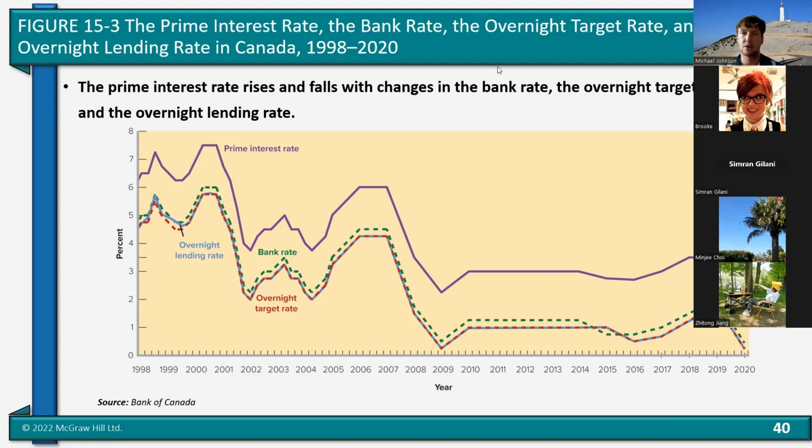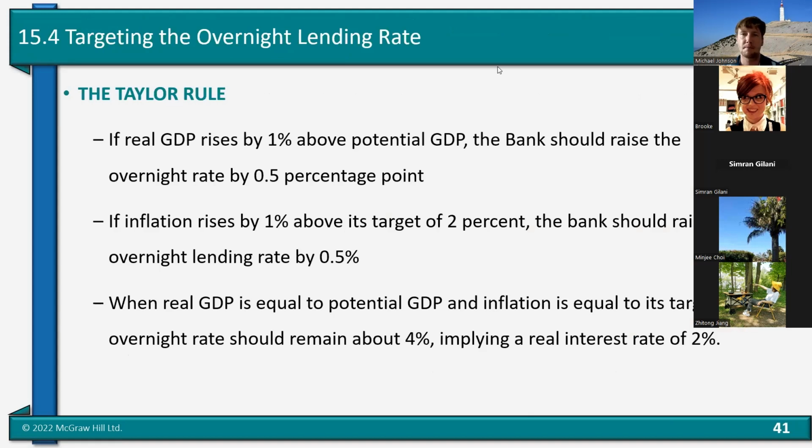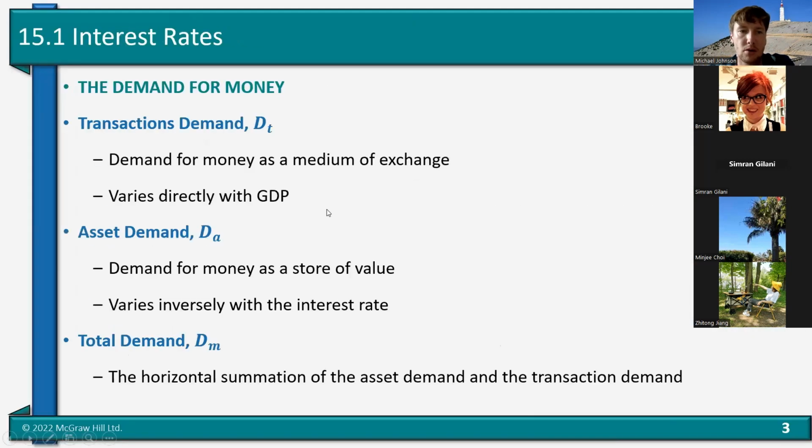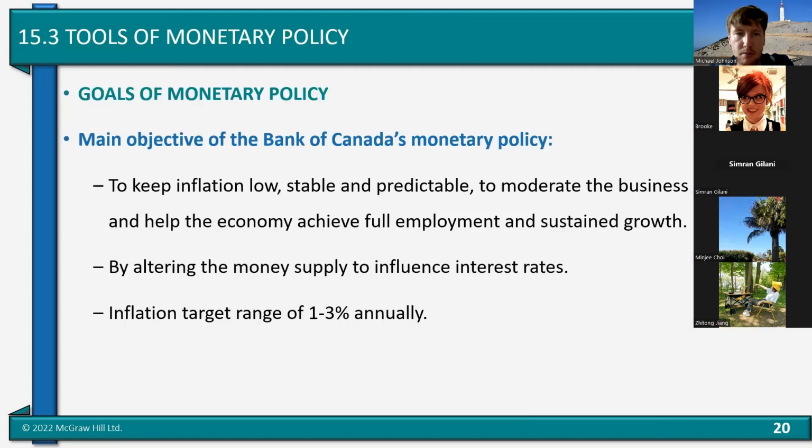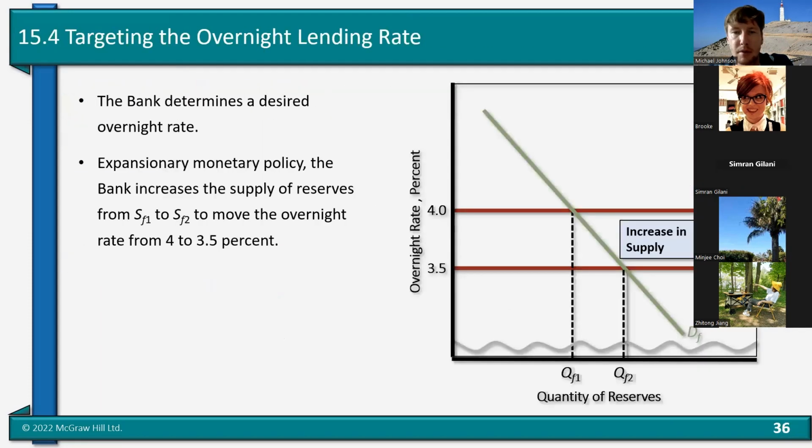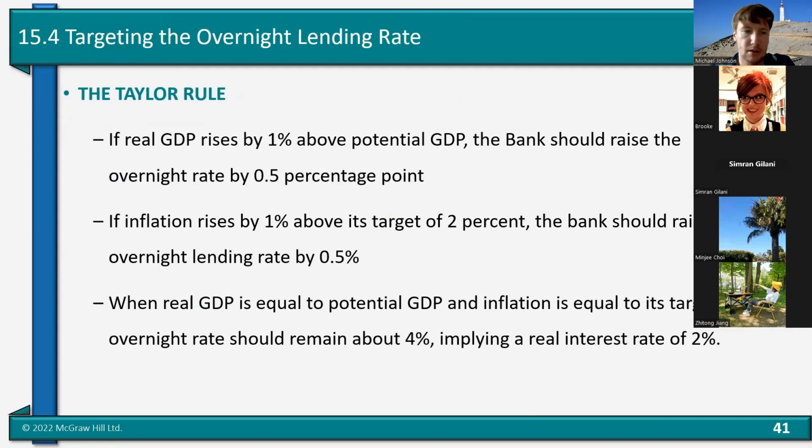So the Taylor rule. If real GDP rises by 1% above potential GDP, the bank should raise its overnight rate by 0.5 percentage points. If inflation rises by 1% above its target of 2%, the bank should raise the overnight lending rate by 0.5%. When real GDP is equal to potential GDP and inflation is equal to its target, the overnight rate should remain about 4%, implying a real interest rate of 2%. The Taylor rule is not really used very often, so don't worry too much about it. It's not something I would focus on.